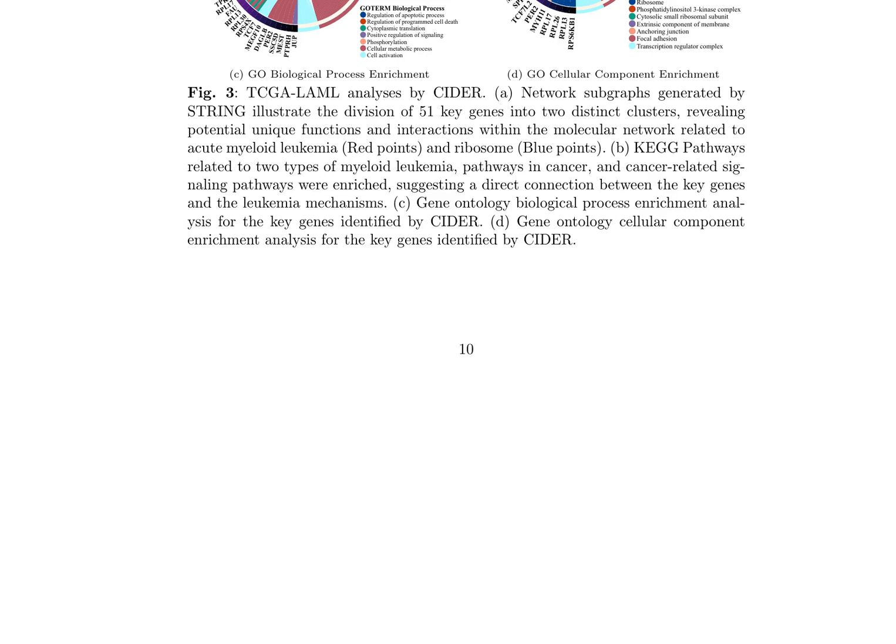In conclusion, the study leverages CIDER to identify key genes involved in AML and utilizes various tools such as STRING, KEGG pathways, and gene ontology analyses to understand their potential roles and interactions within the molecular network. The findings suggest a strong connection between the identified genes and the mechanisms of myeloid leukemia, highlighting potential therapeutic targets for future research.